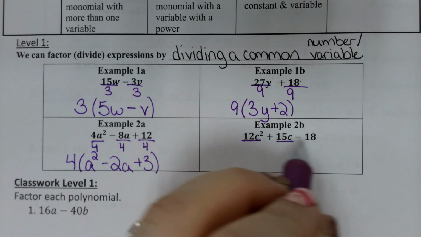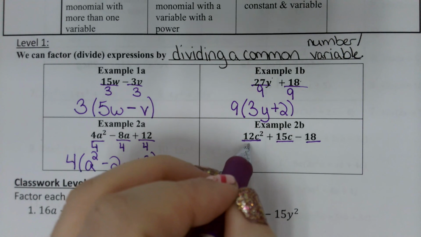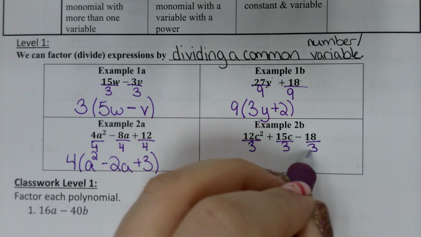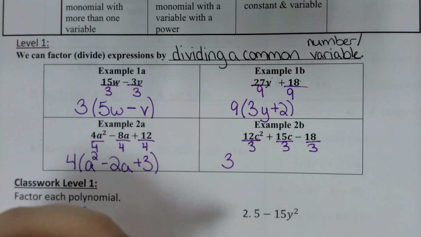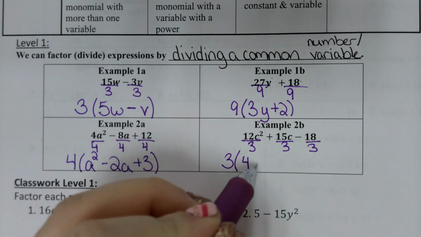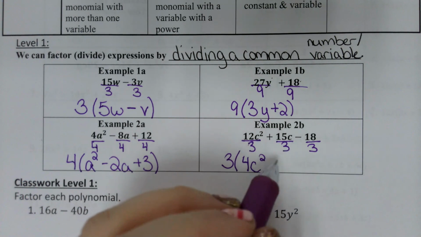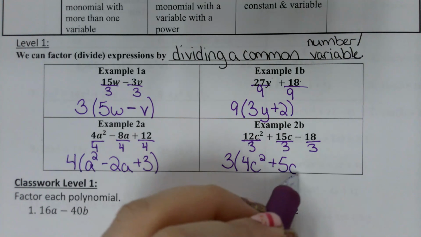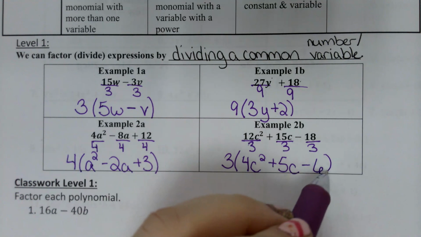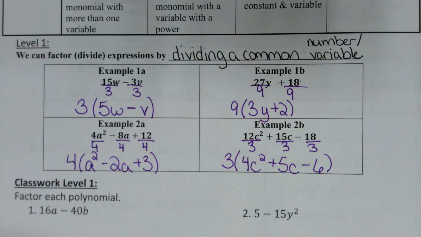What number goes into 12, 15, and 18? The answer is I can take out a 3. So that 3 goes in front. 12 divided by 3 is 4, and the c squared didn't change. 15 divided by 3 is 5, and there's still a c. Negative 18 divided by 3 is negative 6. And again, nothing else can come out of the 3 terms that remain.